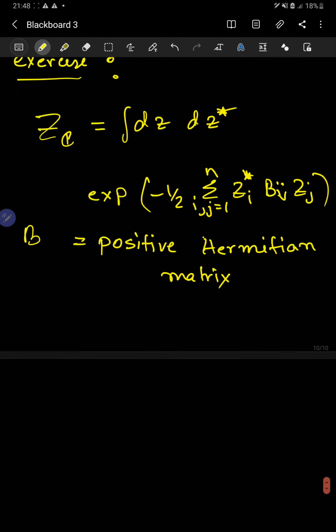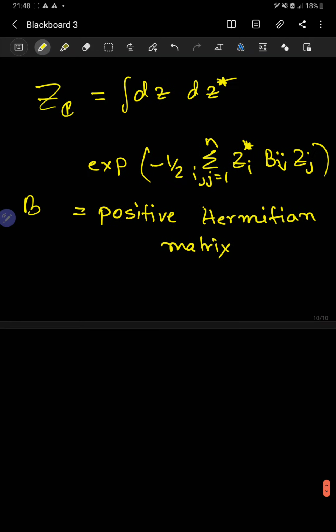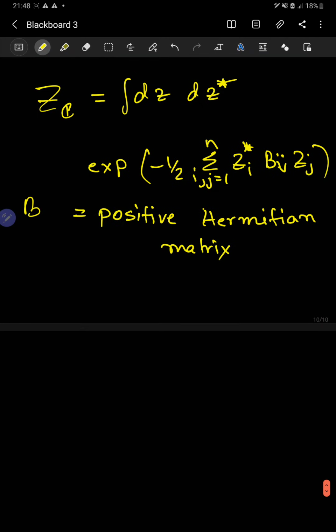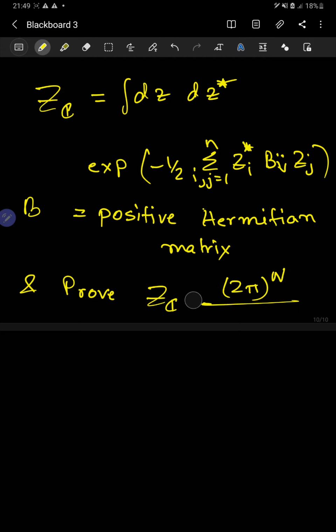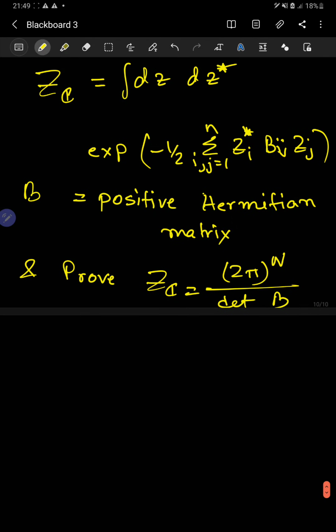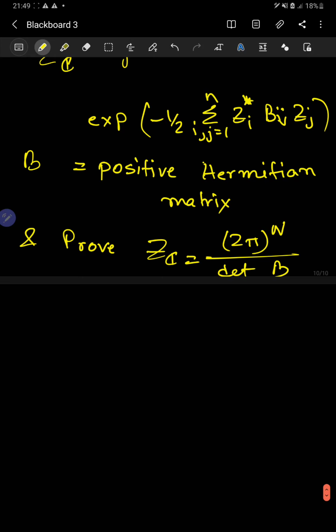If you're confused about how to solve them, we can discuss in the consultation. But I want you guys to first try and solve it by yourselves. And prove that Z_C equals something like this. You can also write it in terms of something called the Pfaffian or the Hafnian, but we won't be dealing with that here. But if we need it, we'll go to that discussion in future.